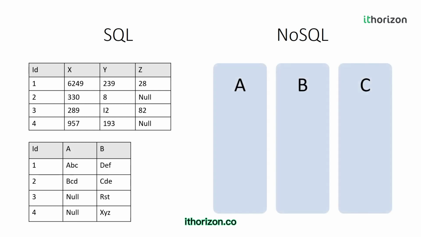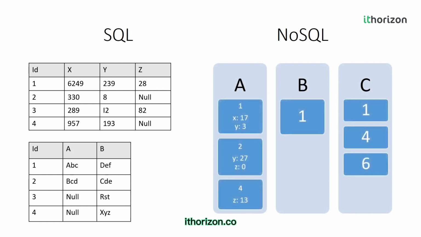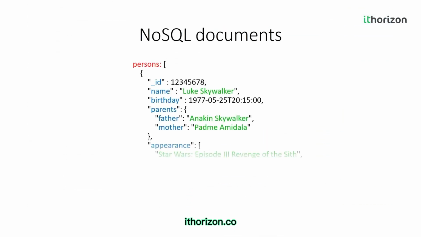They store all pieces of data as documents. The documents can have different attributes, so there is no fixed schema. NoSQL documents are often represented as JSON objects, like this. They can contain nested documents or arrays, and the nesting can be as deep as you like.